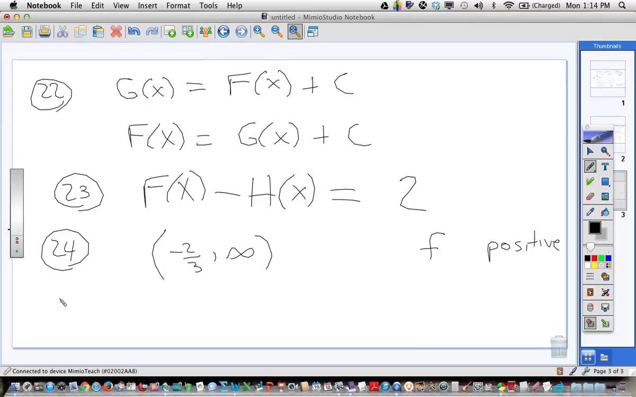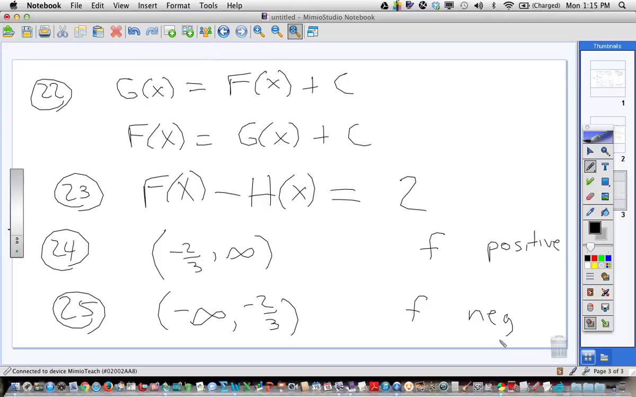Okay, where is big F or big whatever decreasing? Negative infinity to negative 2/3, right? And that's where little f is negative. Again, that's just chart kind of stuff. All right, and then it talks about concave up.